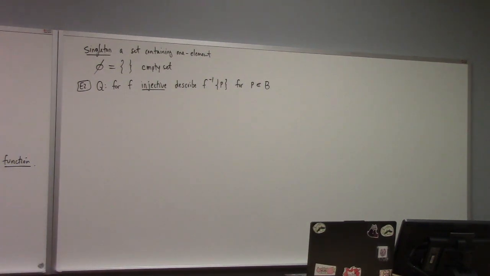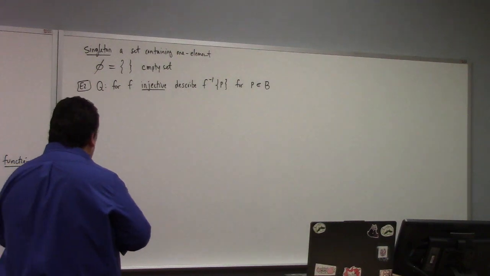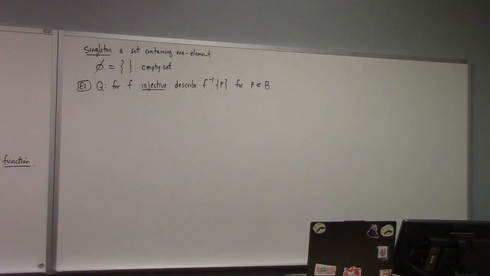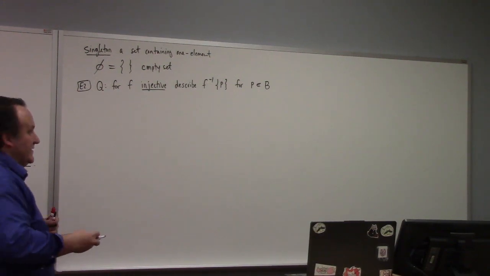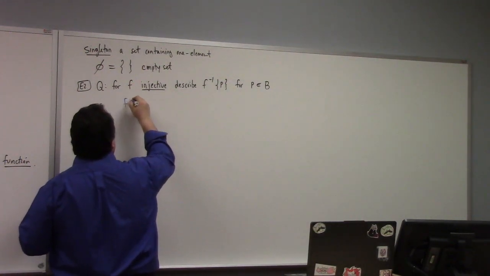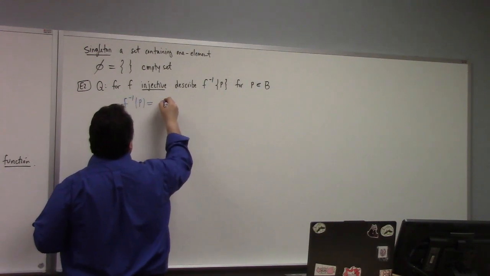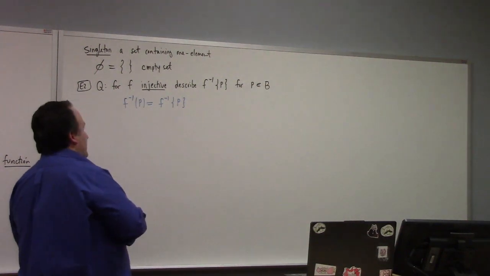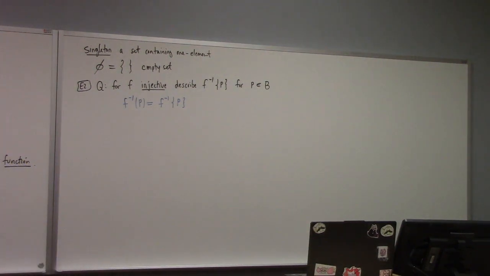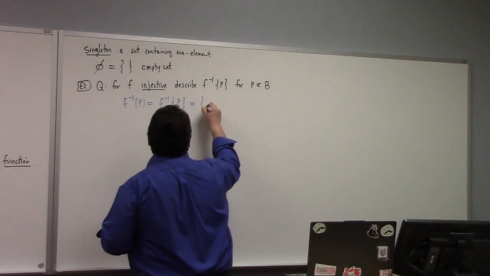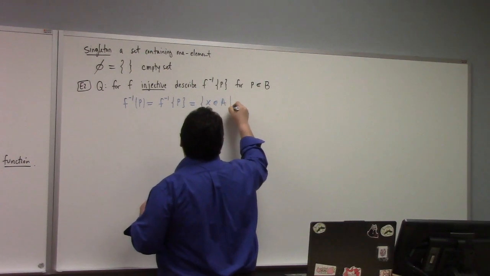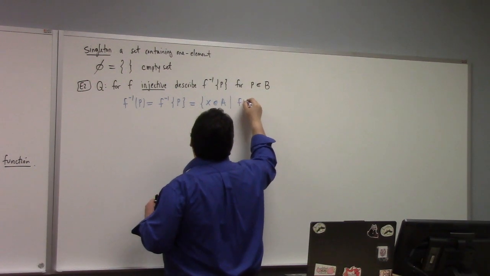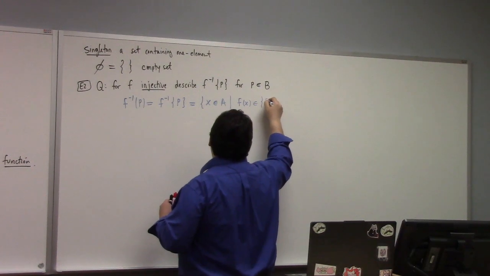So let's write it down logically. What is the inverse image of the singleton? What does that notation mean? Sometimes people abuse notation and write f inverse of p. It's a common shorthand to write f inverse of p to mean f inverse of the set containing p. That's a common abuse of notation. But what does this mean? This means x in A such that f of x is an element of the set just containing p.